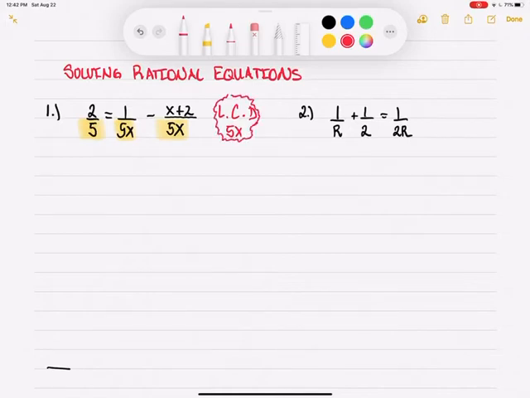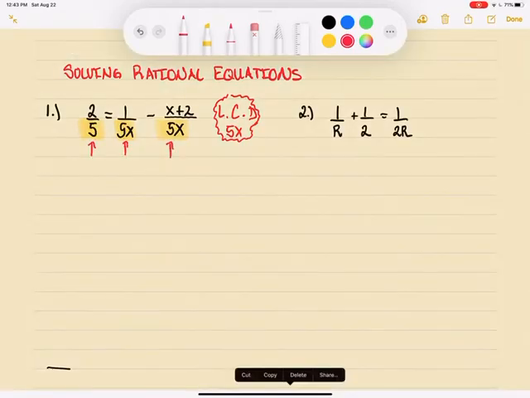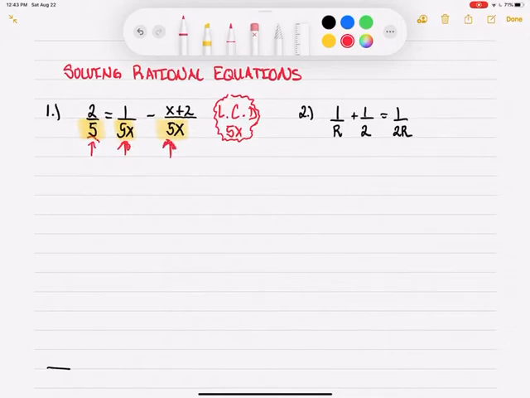So what this means is if I look at my denominators, I need to make sure that every single one of them becomes 5x. Now, 2 of them already are, so I don't need to do anything here or here. I don't need to do anything. But what I do need to do is focus on this one. How do I turn 5 into 5x? Well, I would have to multiply by x.